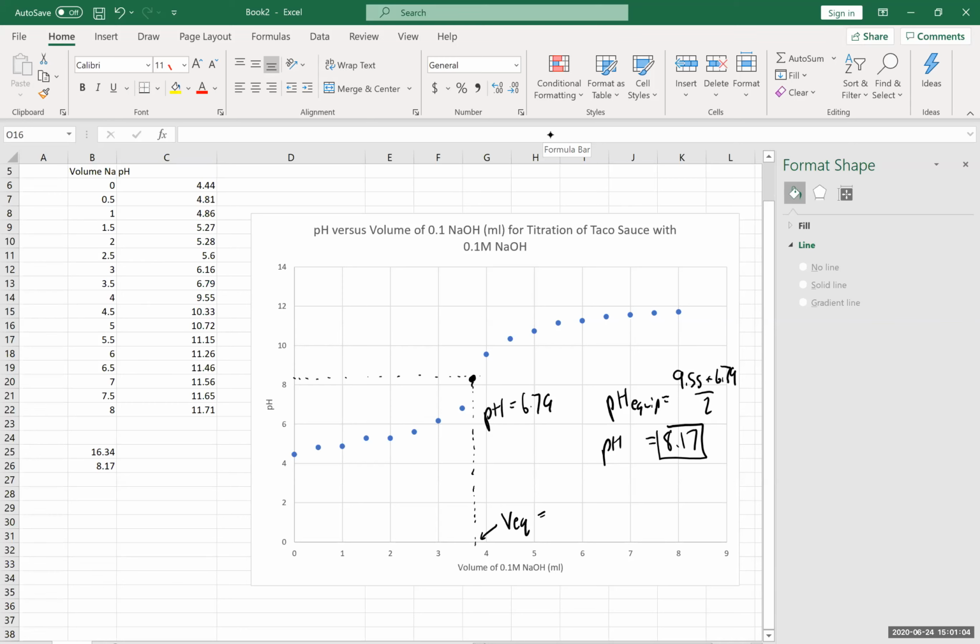In this case, from this chart, after extrapolating from our pH of 8.17 to our curve and down to the volume at our equivalence point, the volume at our equivalence point looks to be about, and this is approximate, about 3.8 mL. Any questions on this example?